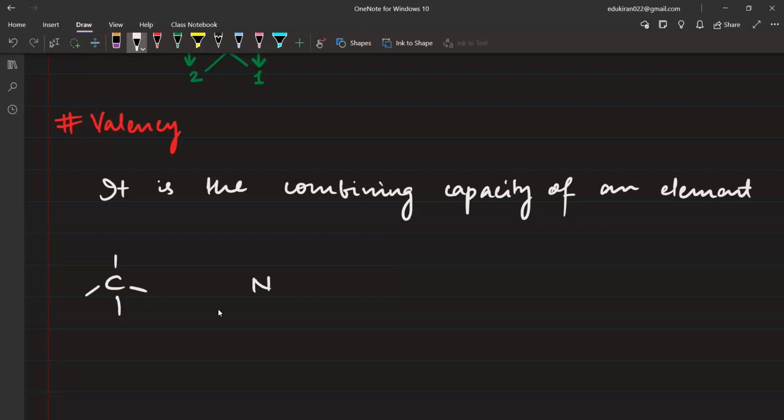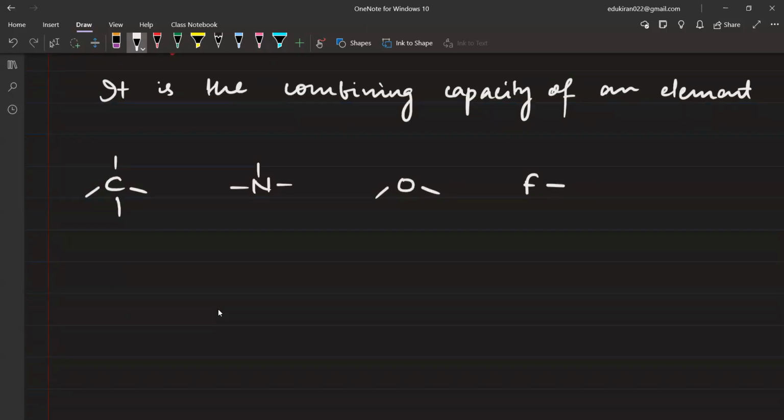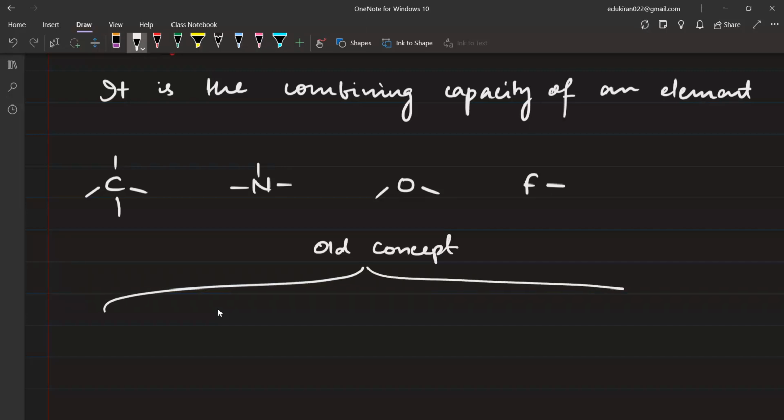Similarly, nitrogen can make only 3 bonds. Oxygen can make only 2 bonds, right? And fluorine can make only 1 bond. So the valency understanding of what is the combining capacity? So there are 2 concepts, old concept and new concept. So first of all, let us look at the old concept. The old concept of valency, it talks about the combining capacity with respect to hydrogen or with respect to oxygen.